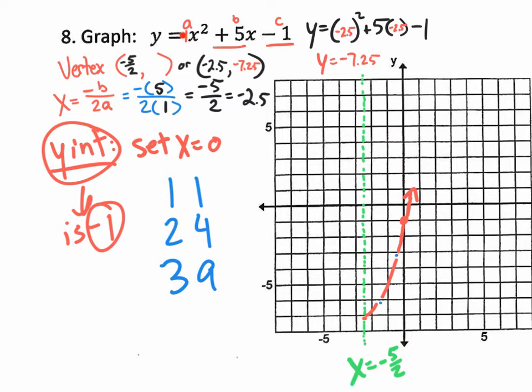Just by knowing that it opens up because the a value is 1, and just by knowing how to find the y-intercept by setting x equal to 0, which will make it your c value, you'll know where it crosses the y-axis. So if you know the vertex and you know it opens up and you know it crosses right here, you'll be able to identify your answer.